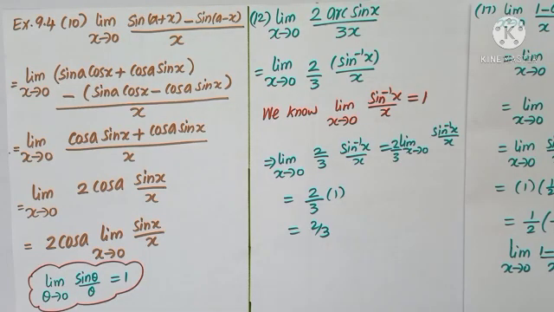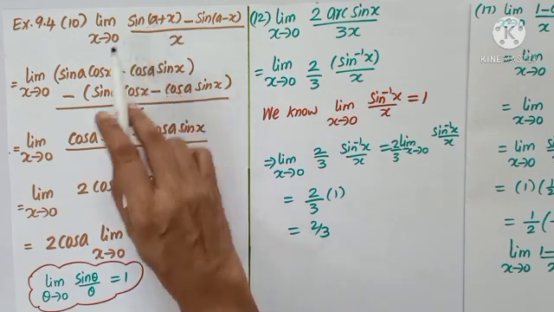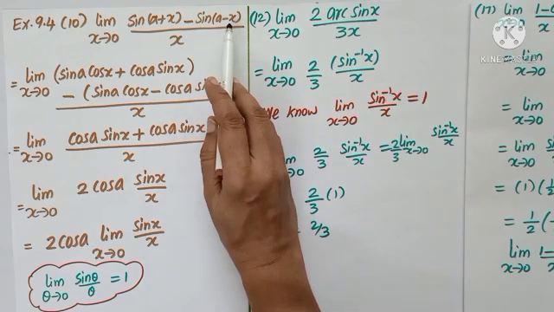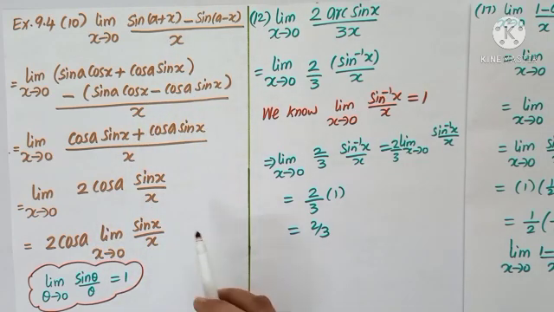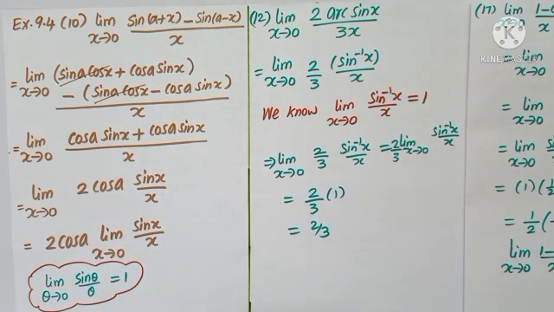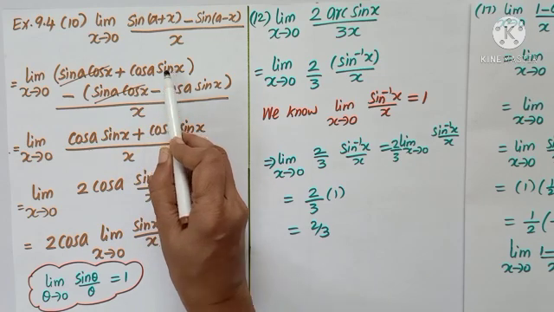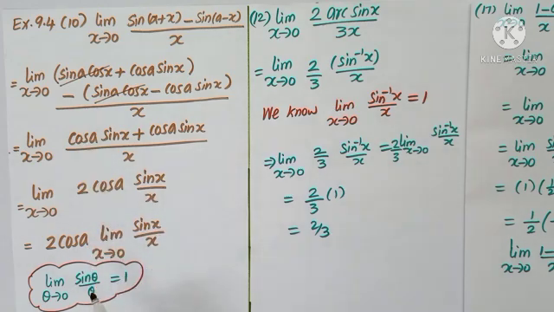Question number 10. Limit x tends to 0, (sin(a plus x) minus sin(a minus x)) by x. As we apply the trigonometry formula, it is sin a cos x plus cos a sin x. Same way, sin a cos x minus cos a sin x divided by x. There is a minus symbol, sin a cos x cancels. Minus into minus is plus. Cos a sin x, again cos a sin x. Adding, I get 2 cos a sin x.